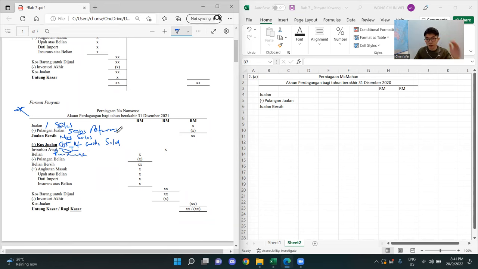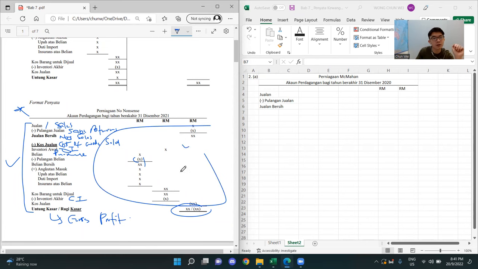But I can tell you the arrangement of all these things is the same. So you do the same thing, you add, you draw the same line. And then when they minus, they use bracket also, sama. Okay, tak ada perubahan. Lepas you minus, here they will minus closing inventory. Okay, and then you get your cost of goods sold. And then you minus, then you get untung kasar. In English, they call it gross profit. Okay, so you can see that all this pattern is the same, only the term changes.